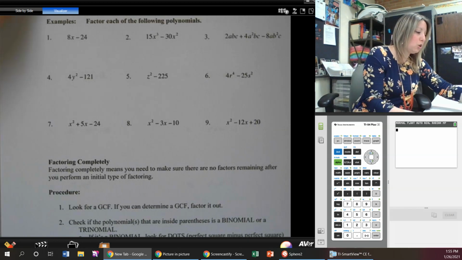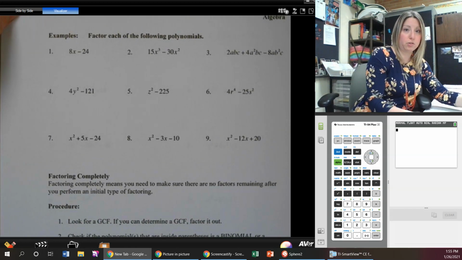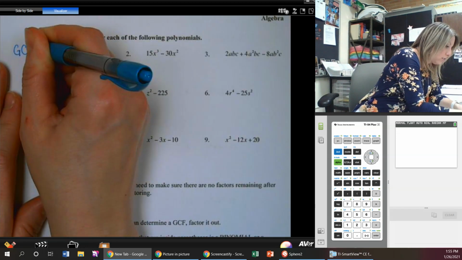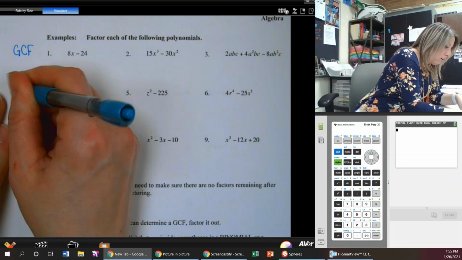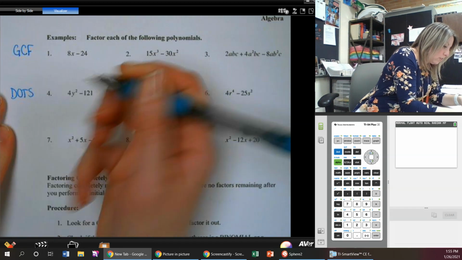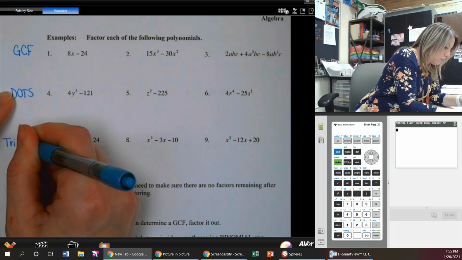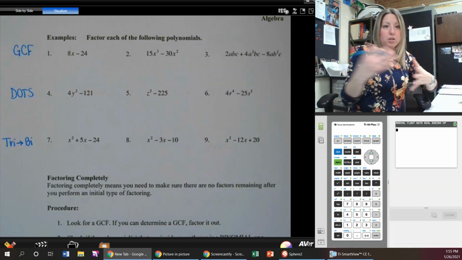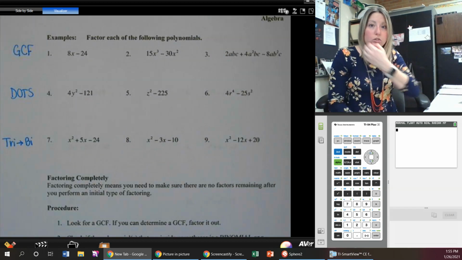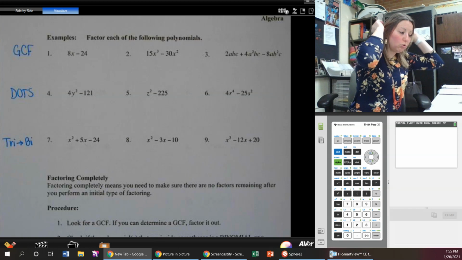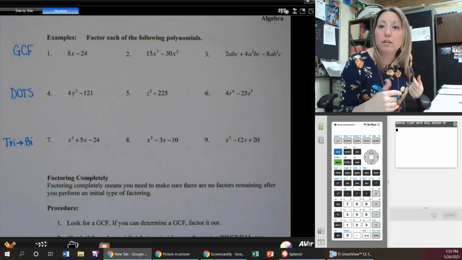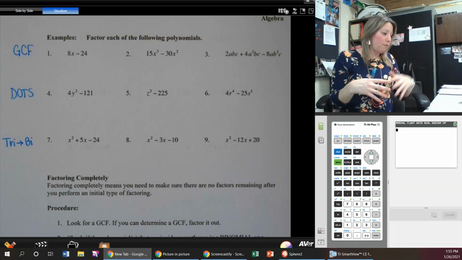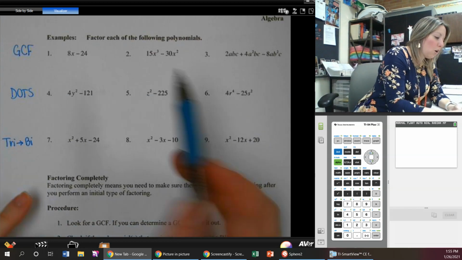Okay. So real quick, just a couple more examples of general factoring. This line is all GCF factoring. This line is all DOTS factoring. And this line is what I'll call try-by factoring, trinomial into binomial. Okay. So let me do one from each section and then let you try one more time so that you're then ready for factoring completely.